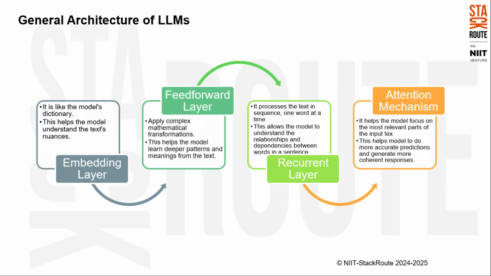And towards the end, we have the attention mechanism that helps the model focus on the most relevant parts of the input text. Attention mechanism is important because by selectively paying attention to different parts of the text, the model can make more accurate predictions and generate more coherent responses. All these layers work together to enable LLMs to understand and generate human-like text, making them incredibly powerful tools for tasks ranging from answering questions to writing essays.